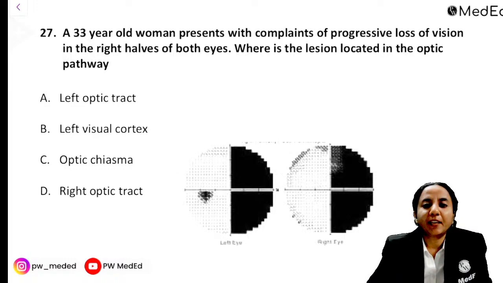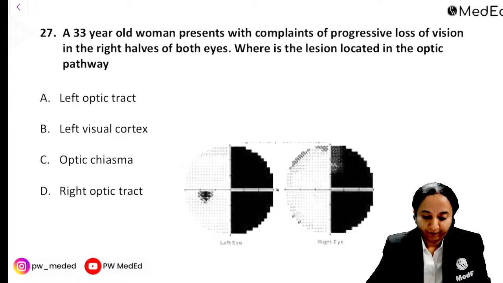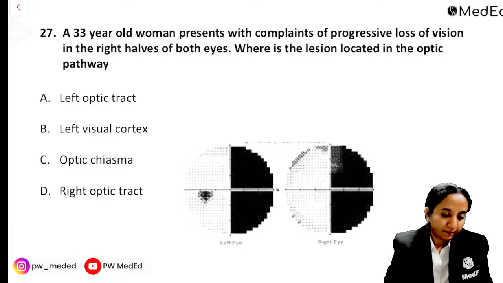A 33-year-old patient presents with loss of vision in the right halves of both eyes. Where is the lesion located in the optic pathway? So where is it located? What do we see here?